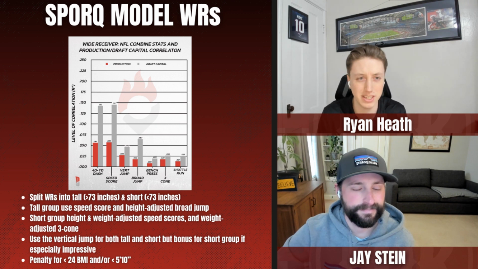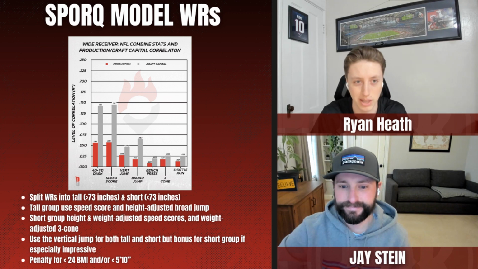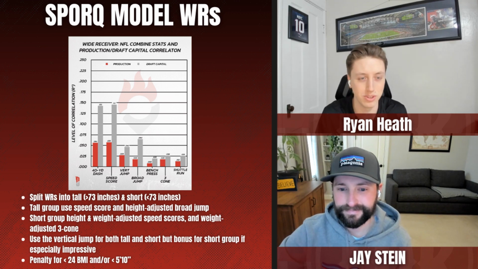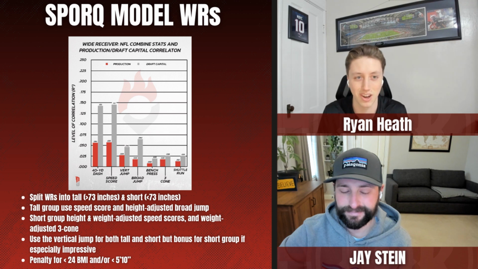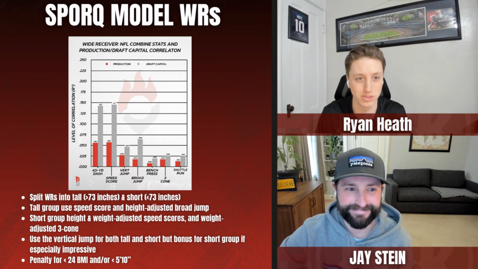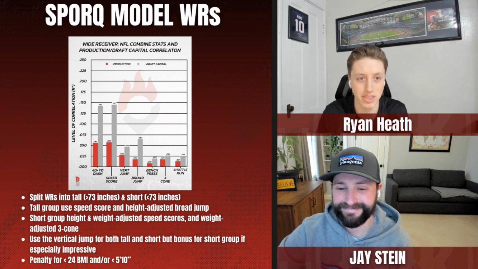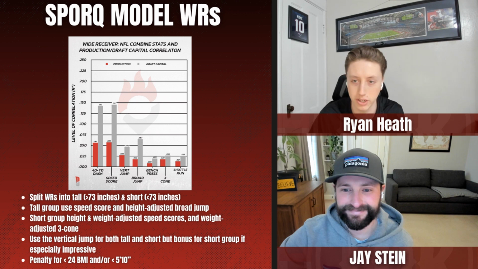It also seemed like teams were much more willing to draft shorter receivers that had especially high verticals. Your Rondale Moore would be an example. Obviously Rondale Moore is not an amazing production outcome, but he was a short receiver that got NFL draft capital. So these are the things that are going into the model here.